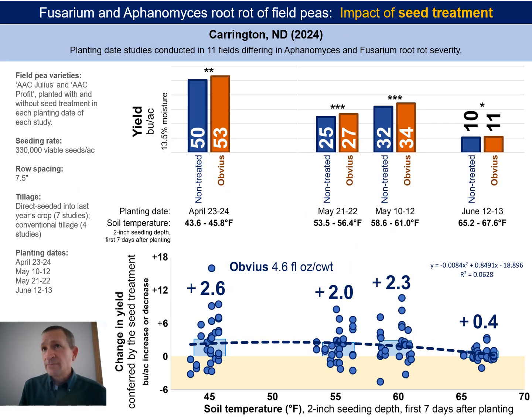Here are more data on the response to Obvious in our planting date studies conducted under Aphanomyces and Fusarium root rot pressure. And again, in those soils below 50 degrees Fahrenheit, we saw a strong average yield gain from using the seed treatment, and in the vast majority of the cases, we saw yield gain.